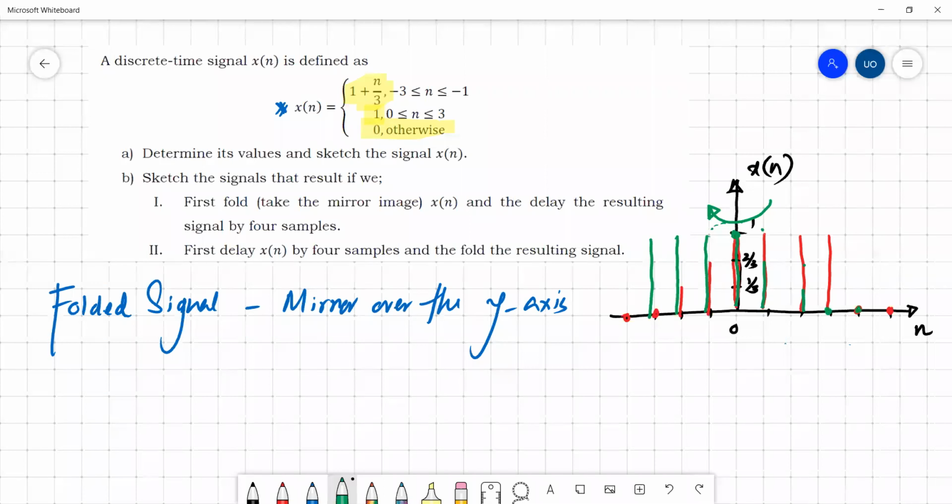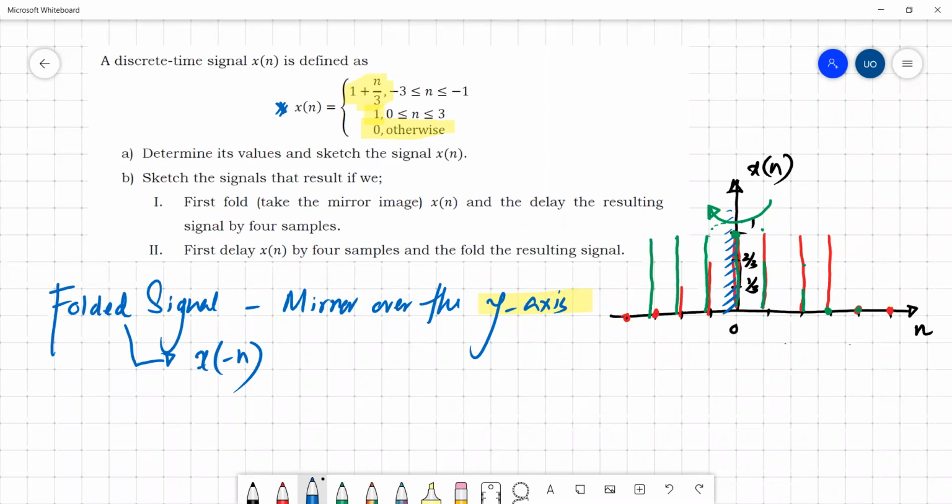So you can simply take the rotation or a mirror over the y-axis. So assuming that this y-axis is acting as a mirror, you can just plot the samples according to that. Then you can see the mirror image of this xn, or the folded version of this xn. So we define it like x minus n. So this is the folded version of this xn. Okay, so then it asks you to delay this signal.